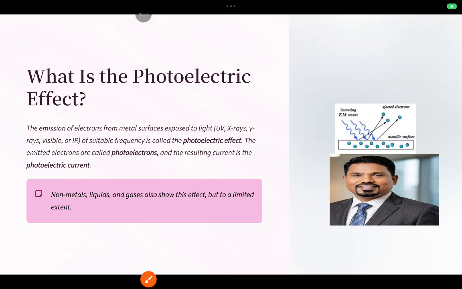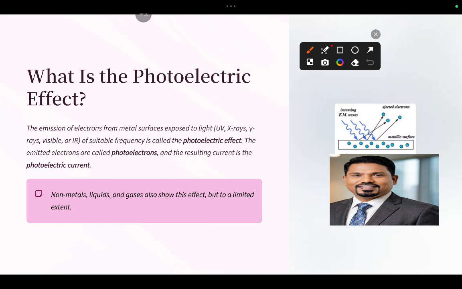Welcome to today's presentation on the photoelectric effect. What is that? Photoelectric effect. What is the meaning of photoelectric effect?